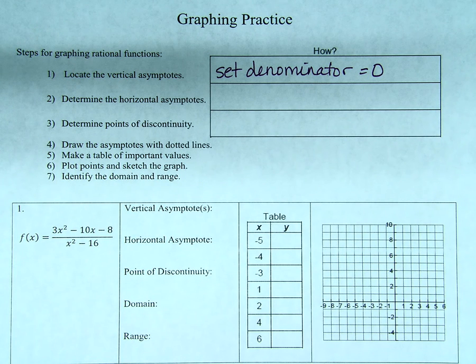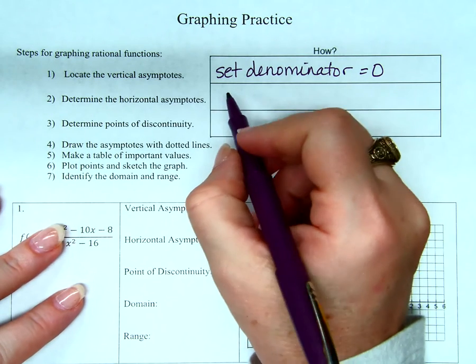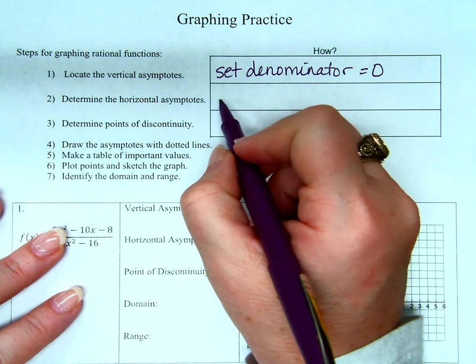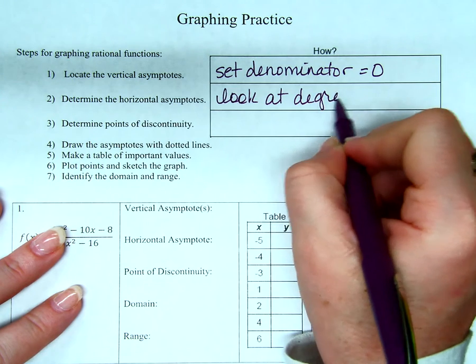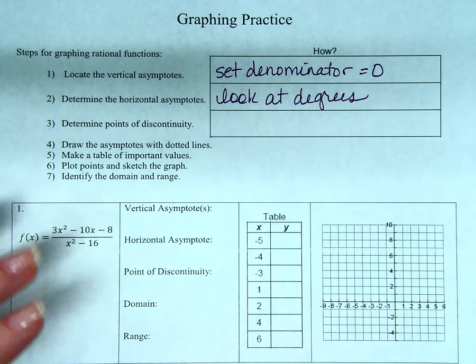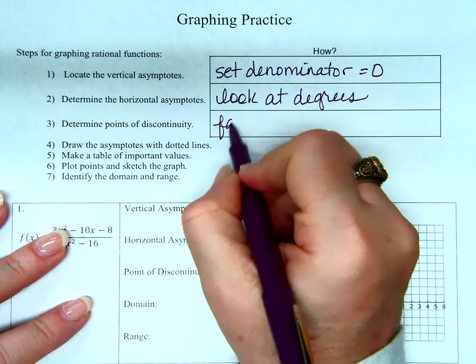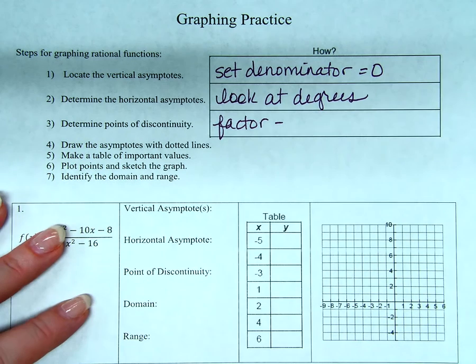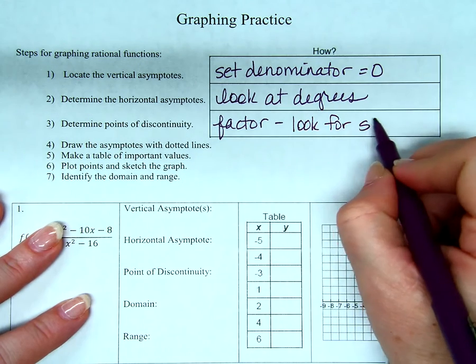What do you think? So we look at the degrees. You okay with that? Okay. What about points of discontinuity? Factor. And then look for factors that live both in the numerator and denominator. So look for common factors.